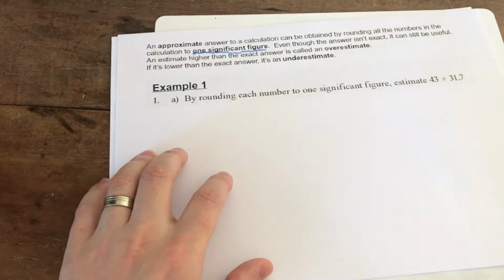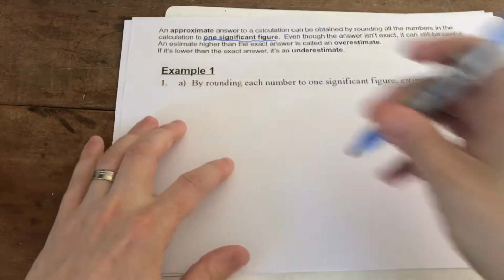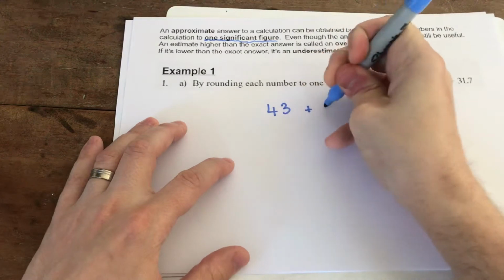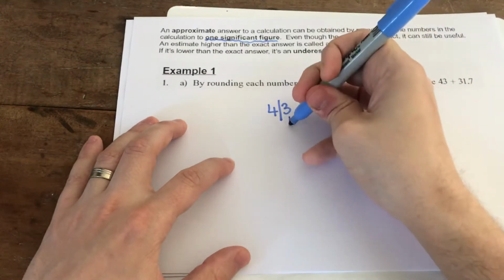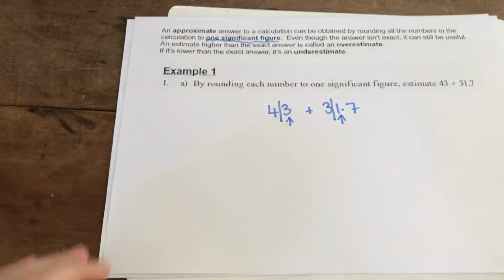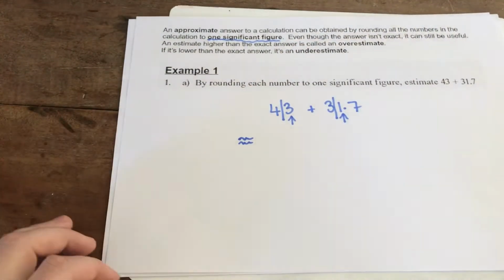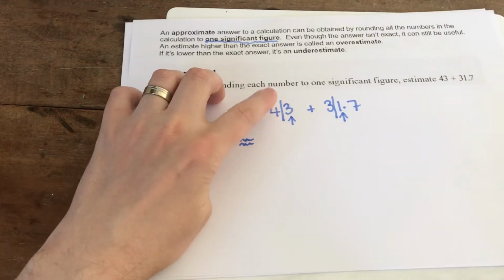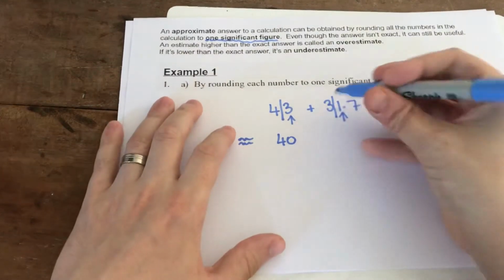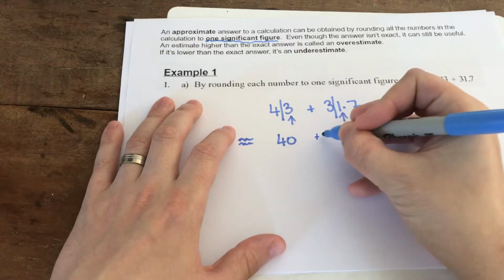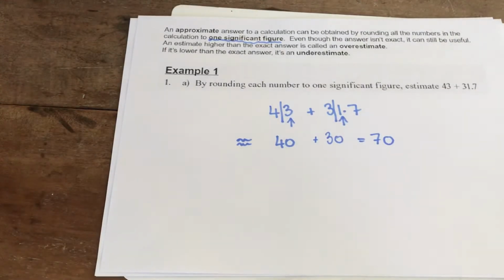So if we have a look at this, it says by rounding each number to one significant figure, estimate 43 plus 31.7. So what we do is we take 43 plus 31.7 and we go to the first non-zero number, which is 4, and we look to round and we look at the number after. So if we're rounding 43 to one significant figure, that is the same as rounding to the nearest 10, because that's where our first significant figure is. So that 43 becomes 40, and 31.7, because it is a 1, so our 3 stays the same, becomes 30. We then perform our calculation and we get 70.